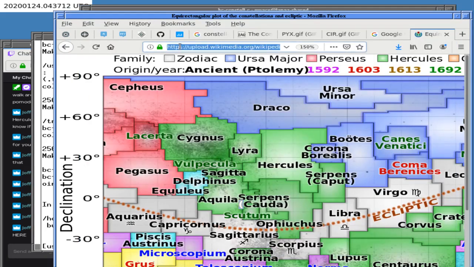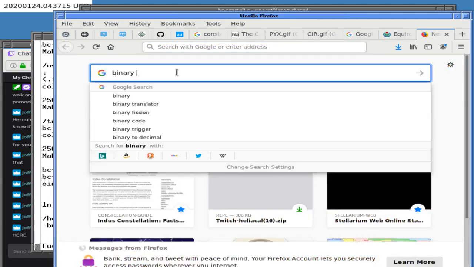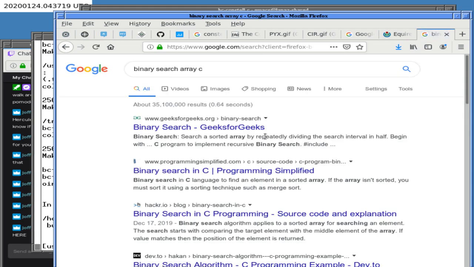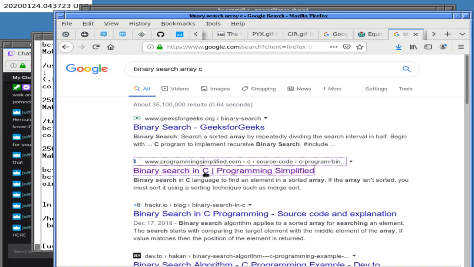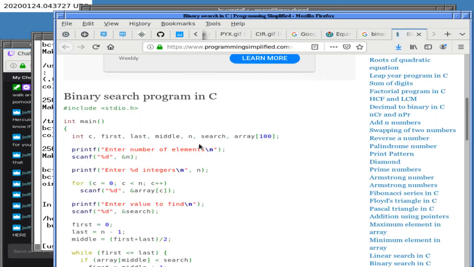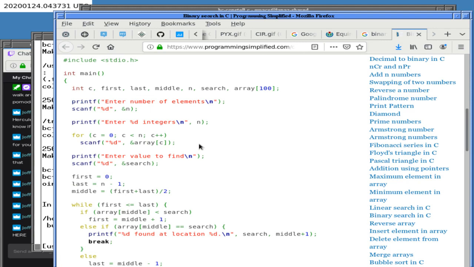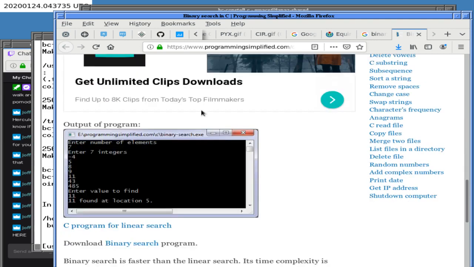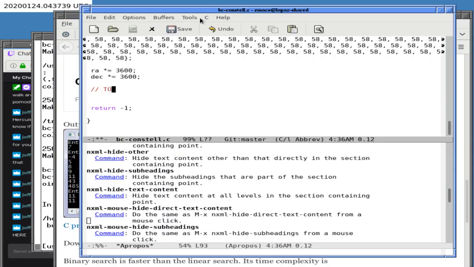So let's see. Binary search array C. Oh god, please do not tell me that this does not already exist. Nope, it doesn't. Okay, so we're going to do this really inefficiently. Is it length of array? So we're basically going to go through the RA and declination, find out which chunk this is in. But I'm getting sick to death of this.